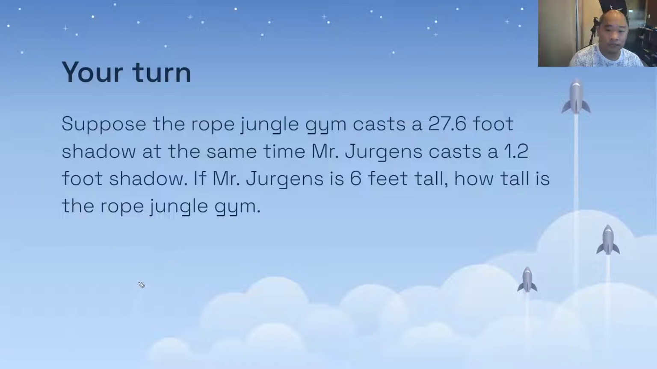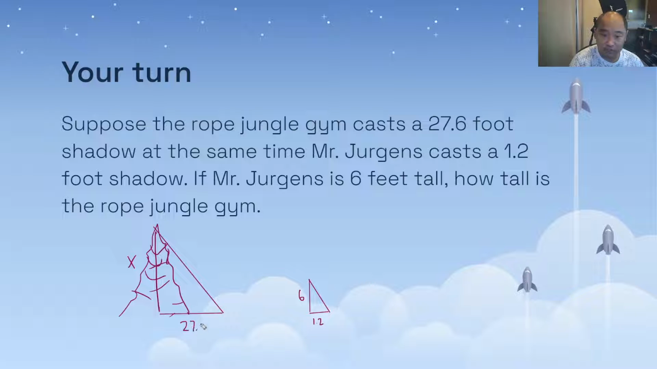Okay, so the jungle gym, let's say that it kind of looks like this, right? It's a bunch of ropes and they're all connected. But anyway, it is some number of feet tall. We don't know how tall. And the shadow that it casts is 27.6. So this is a triangle. And then Mr. Juergens, let's say that he's standing over here and he's 6 feet tall and he casts a 1.2 foot shadow. So this is 6 feet. This is 1.2 feet. The jungle gym casts a 27.6 foot shadow, and we don't know how tall it is.